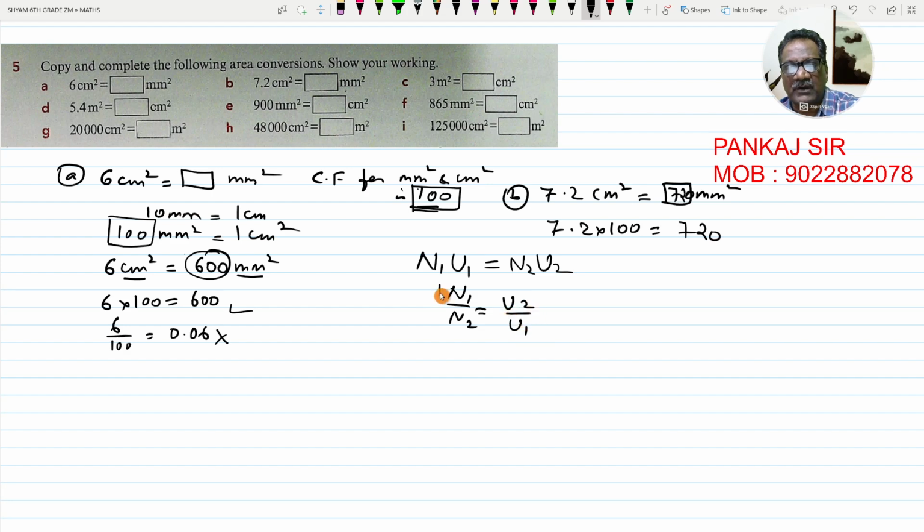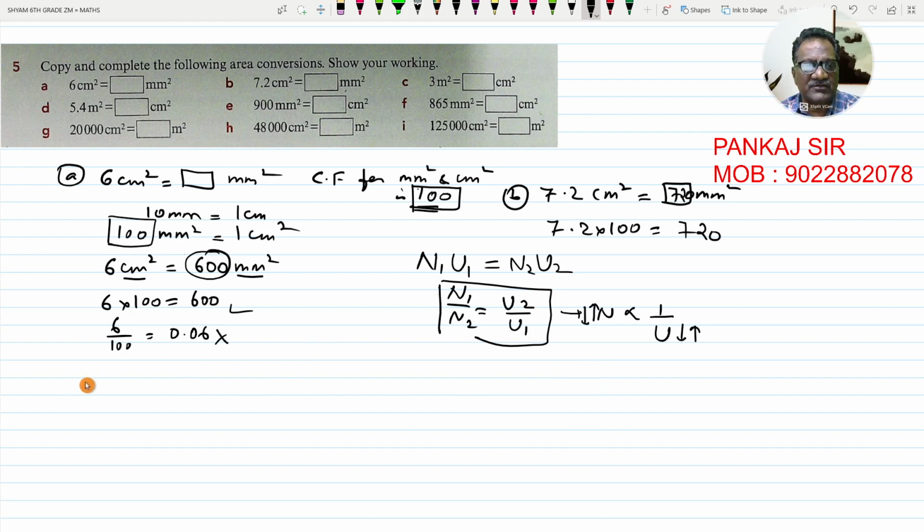Now this is a statement which tells you that n is inversely proportional to u. That means if the numerical value is more, the unit will be less, and if the numerical value is less, the unit has to be bigger. So always remember this thing: if the numerical value is greater, then the unit along with that numerical value will be smaller. So this is the logic.